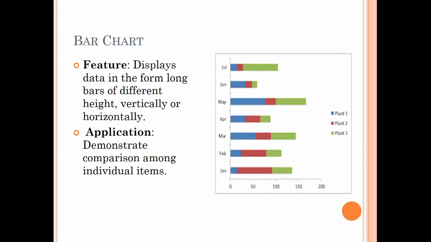First is bar chart. So the feature of the bar chart is it displays the data in the form of long bars of different height, vertically or horizontally. The application, it demonstrates comparison among individual items. So you can have a look at the example of a bar chart on the screen. This is a bar chart.